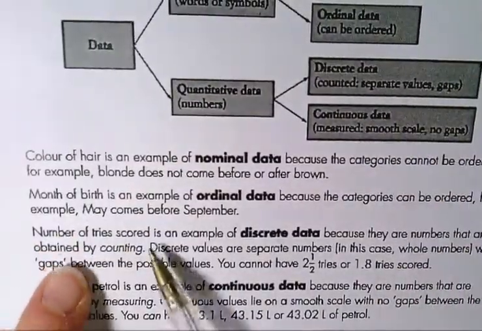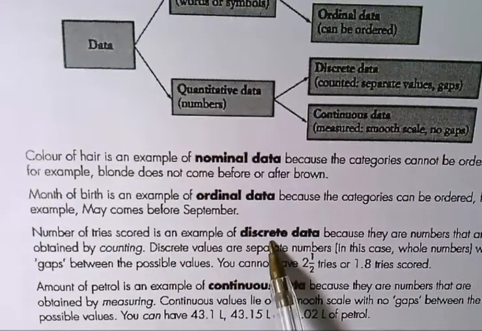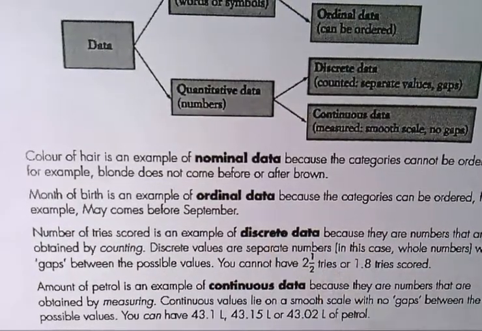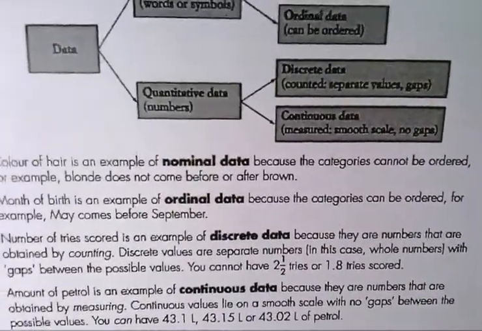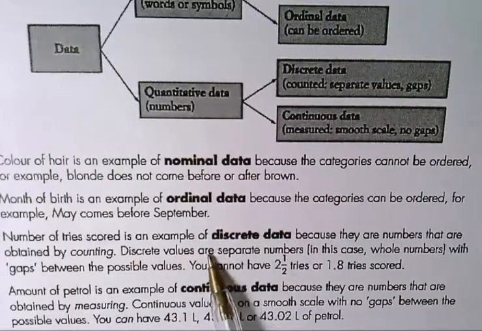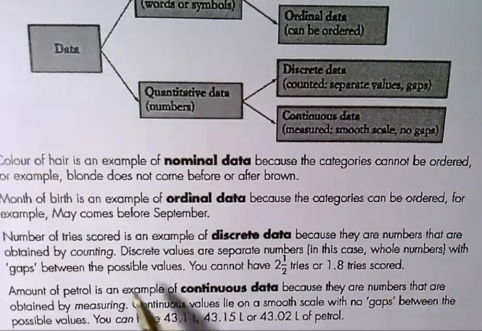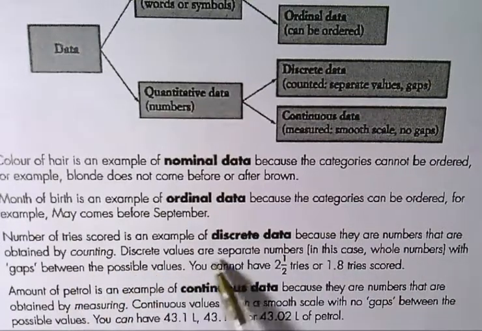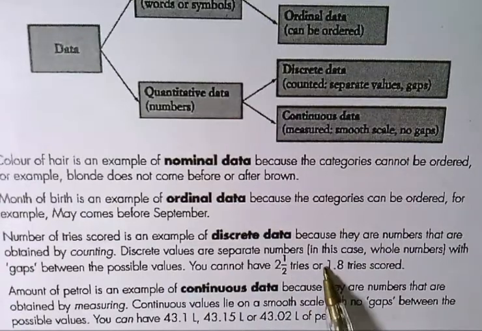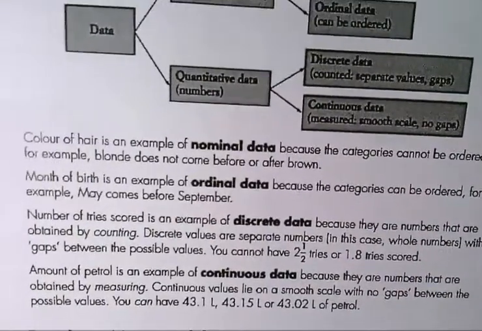So we'll just go through these again. Discrete data, an example is the number of tries scored in a game, or the number of goals in a netball game, or the number of goals in a soccer game, because they are numbers that are obtained by counting. It might be, as I said before, how many phones in the house, how many pets you might have. In this case, they're whole numbers with gaps between the possible values. For example, you can't have 1.8 tries scored or 2.5 goals or something like that.